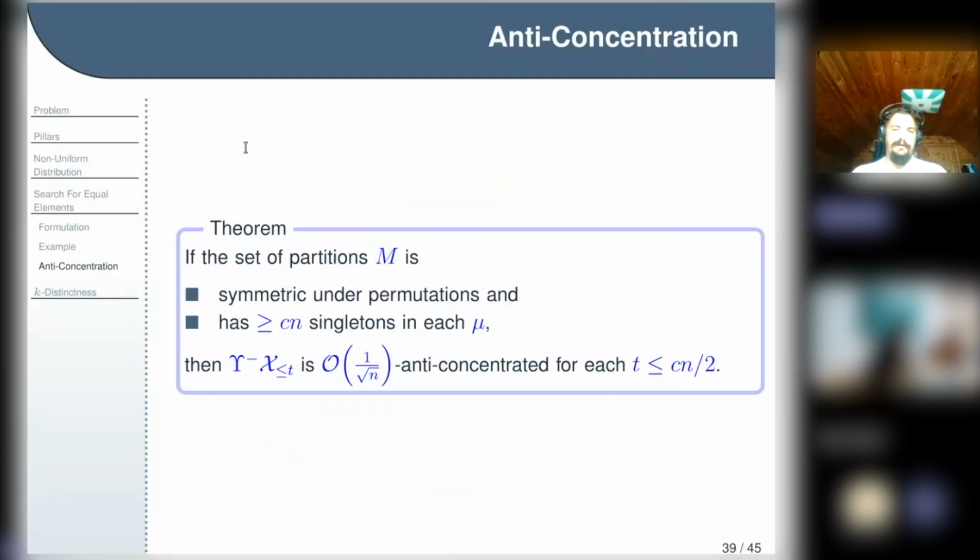So I have this underconcentration claim, not very generic, but somewhat generic. If I have a set of partitions that is symmetric under permutations, and another technical condition, that it has a linear number of singletons, where singletons means boxes of size 1, then epsilon minus of x at most t, so after t queries, is underconcentrated for each t which is sublinear. So this is a 1 over square root of n underconcentration claim.